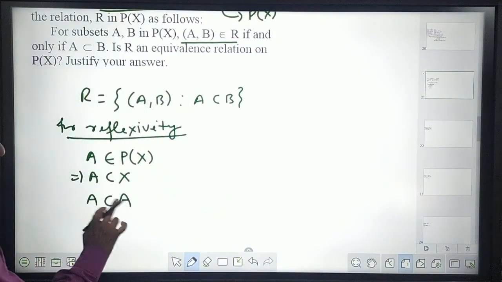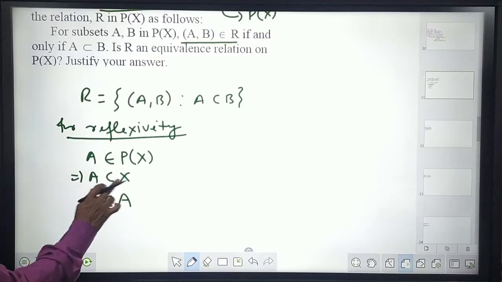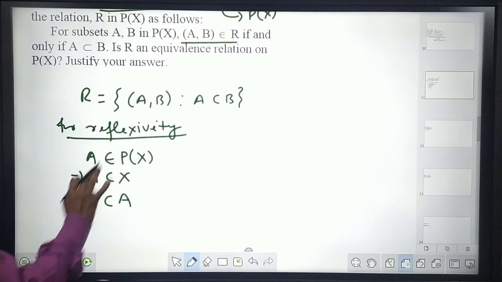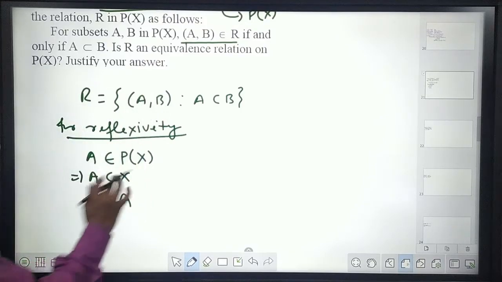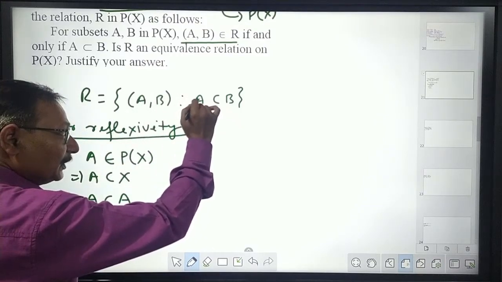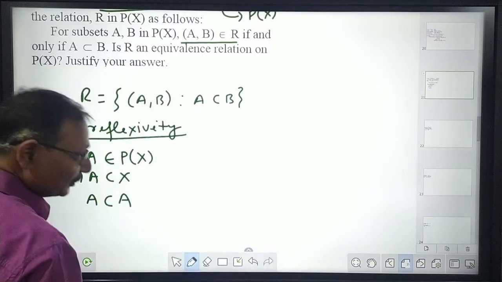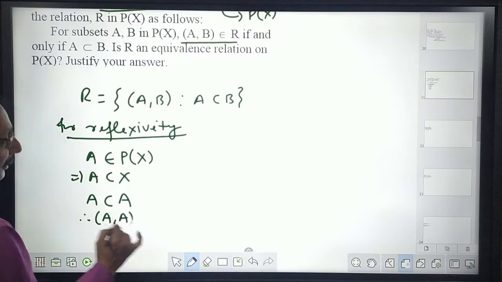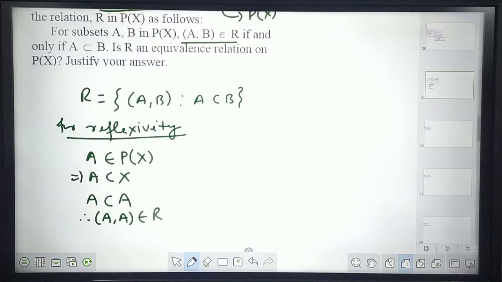And if A is a subset of A, as written here, A is a subset of X, then A comma X will be a member of this one, B will be a member of this one, and then if A is a subset of B, then we will say that A comma B is inside the relation. So if A is a subset of A, that means A and A can be paired and will be a member of the relation.